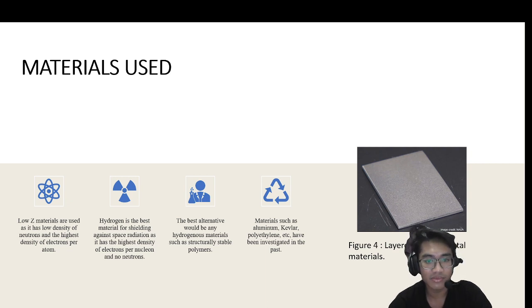Materials such as aluminum, Kevlar, polyethylene, and many more have been investigated in the past. However, the best radiation shielding material truly depends on the radiation environment. And figure 4 here shows an example of layered Z-grade metal materials.